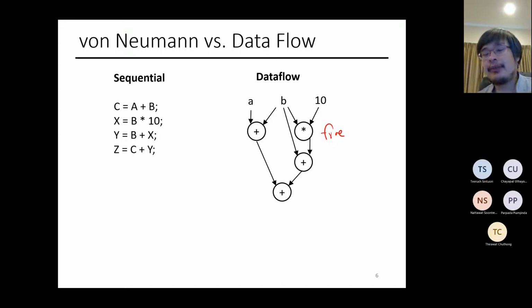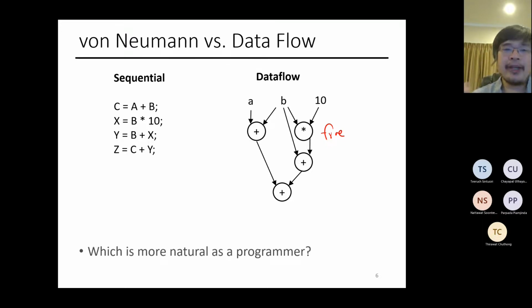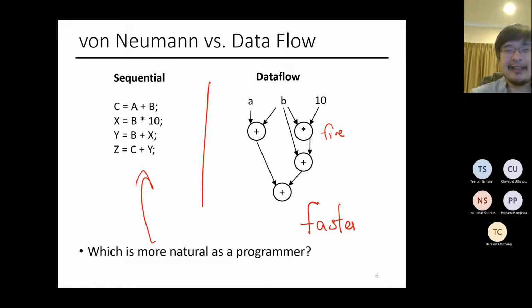Whenever I have all the inputs ready, typically the left side is more natural, but this is faster. And as I said in lecture 1, we'll learn how the CPU that you buy converts the left side, the program that you have been writing, to the right side in hardware.